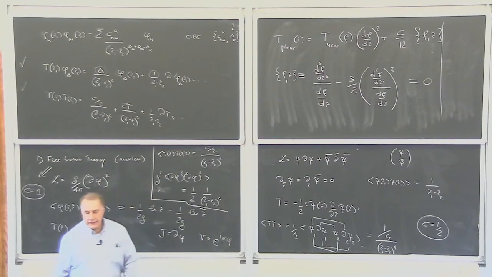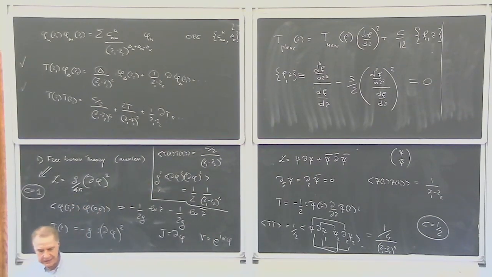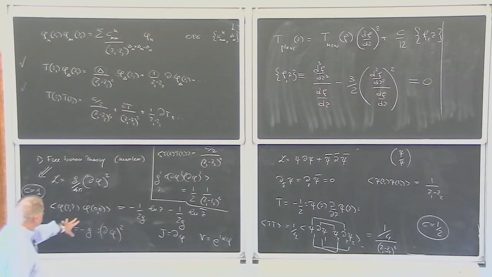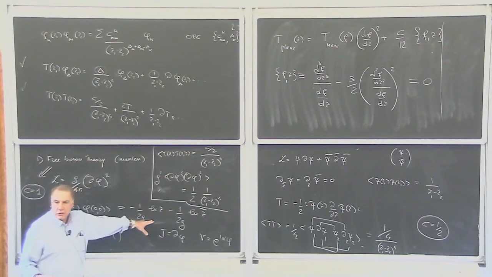So I want to say that the massless bosonic field in itself is a sick theory. It's really sick because, the simplest way of seeing it is that this is positive definite, but this is not. What's going on?